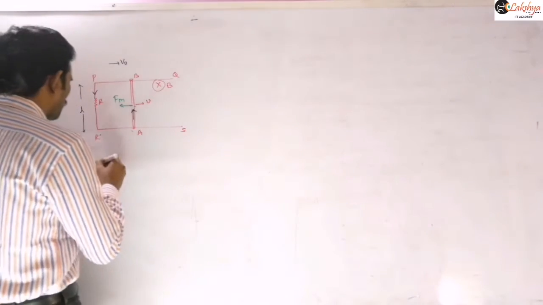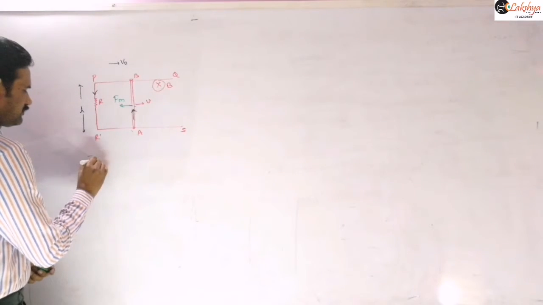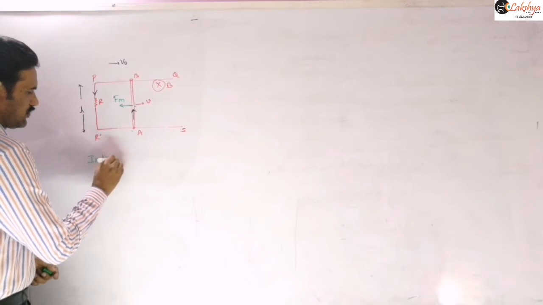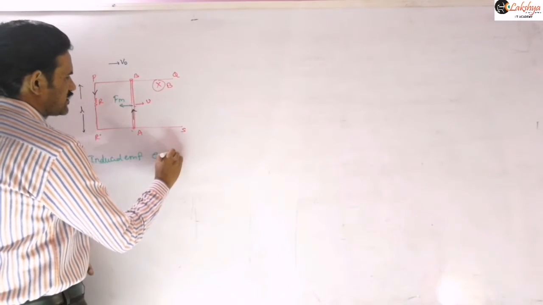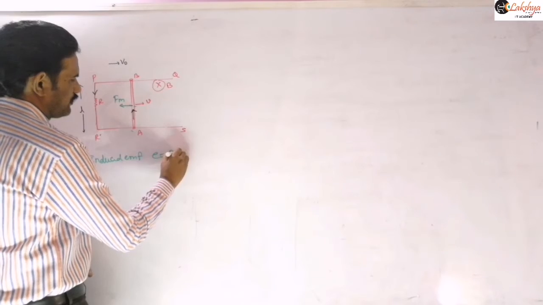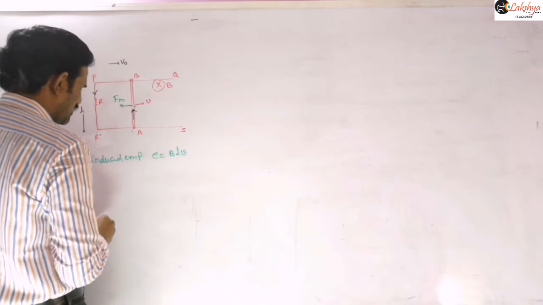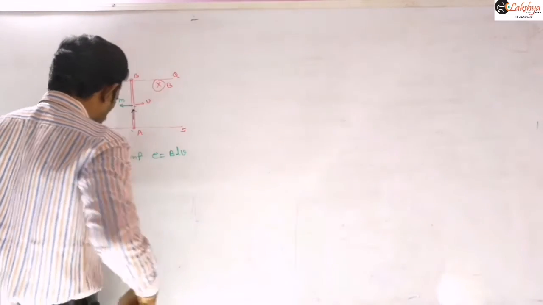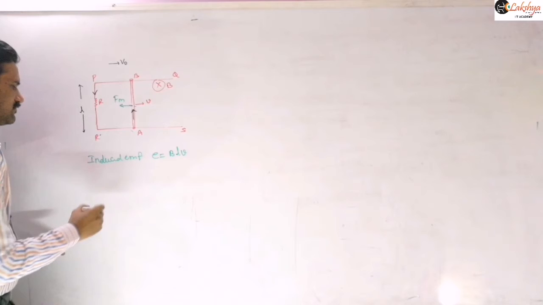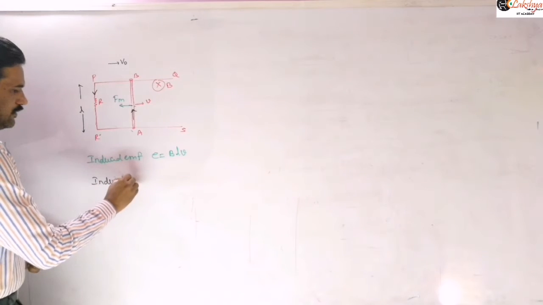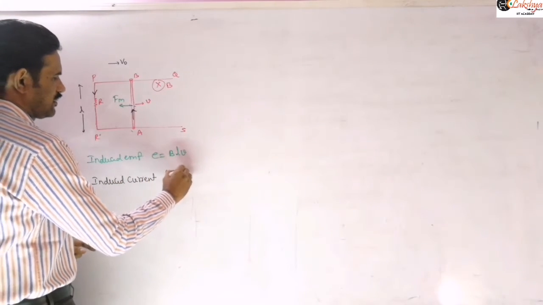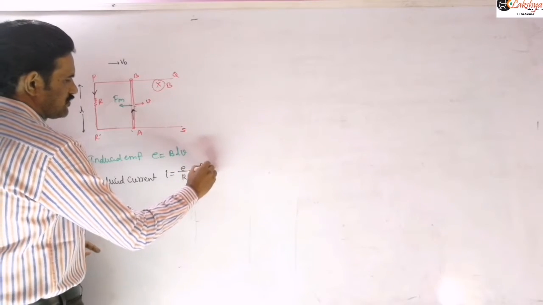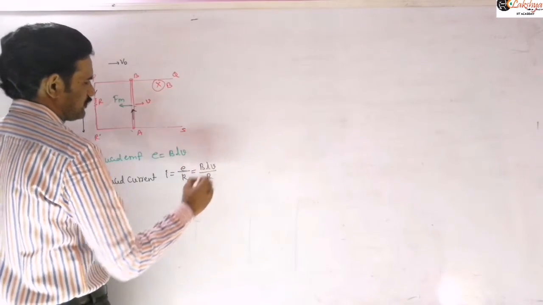Then the induced EMF produced at that instant is equal to BLV. That is the induced EMF. And so then you can write the induced current at that instant as E by R, which is BLV by R, right?